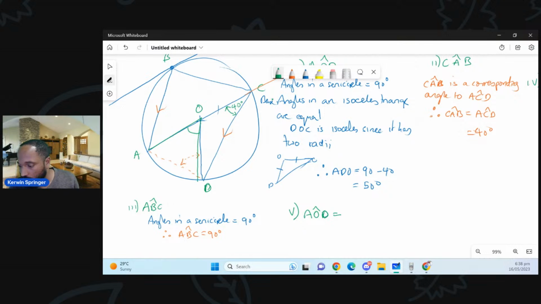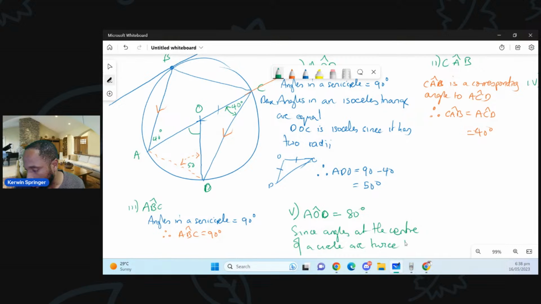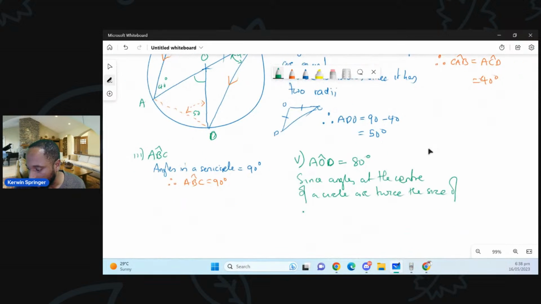AOD. So we figured out that this is 40, that this is 50, that this has to be 40 since they are parallel as well. But what's the size of this angle here? This angle there has to be 80 degrees, since angles at the center of a circle are twice the size of angles at the circumference.